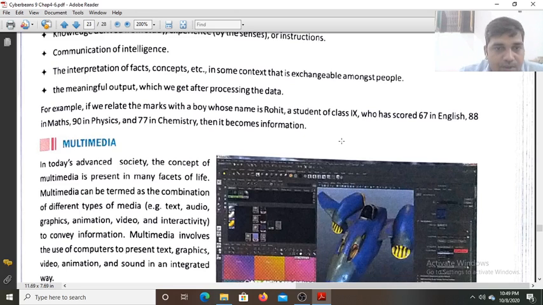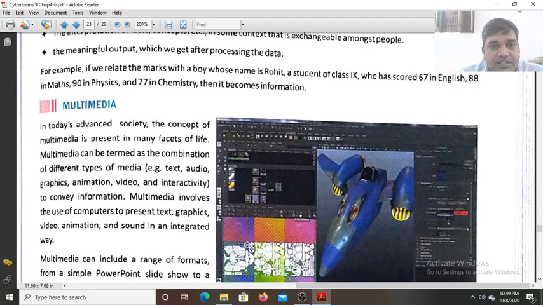Next is the meaningful output, which we get after processing the data. That is the output, the result you got. So after processing the data, we get some meaningful result. For example, if we relate the marks with a boy whose name is Rohit, a student of class 9, who has scored 67 in English and 88 in maths and 90 in physics and 77 in chemistry, then it becomes information. So you are relating the marks with a boy whose name is Rohit, and you are giving the information he scored 67 in English and 88 in maths. Now this becomes the information.